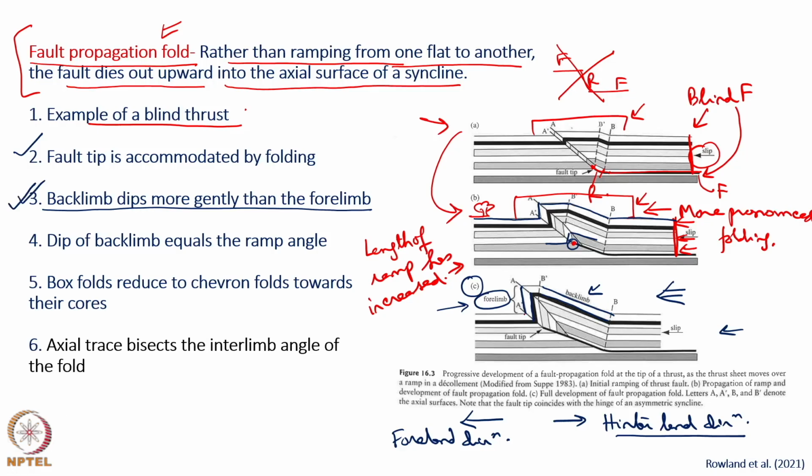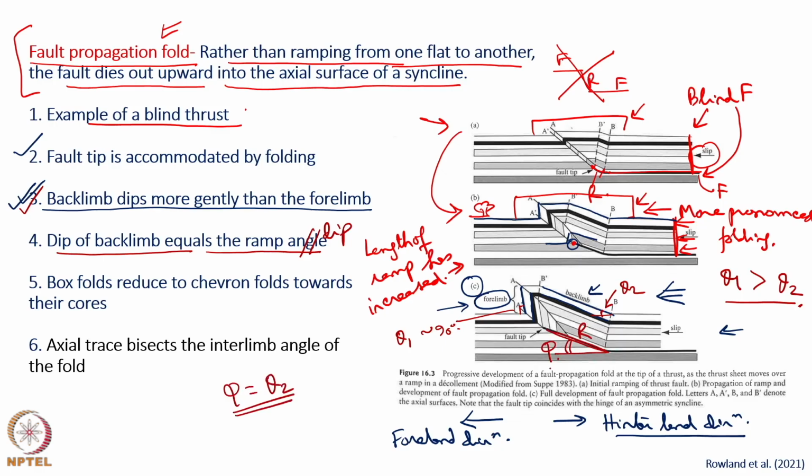For example, if I find the dip over here, this is almost 90 degrees, whereas here this is certainly an acute angle. So, if I call this theta 1 and this theta 2, theta 1 definitely, as per the diagram, is more than theta 2. So, this sentence is explained. Dip of the back limb equals the ramp angle. What is the ramp angle or the ramp dip? This is the ramp and this is the dip phi. Phi equals theta 2 clearly within the diagram. So, dip of back limb equals the ramp dip.